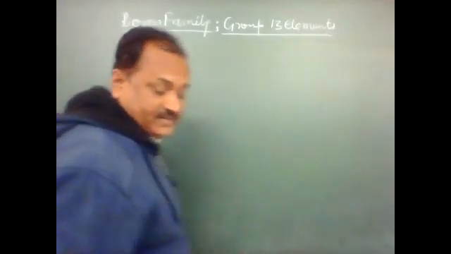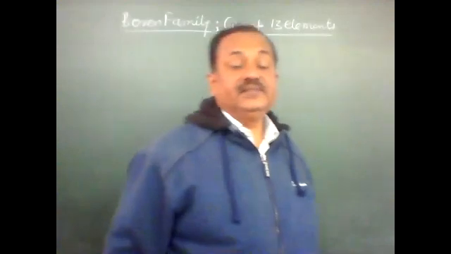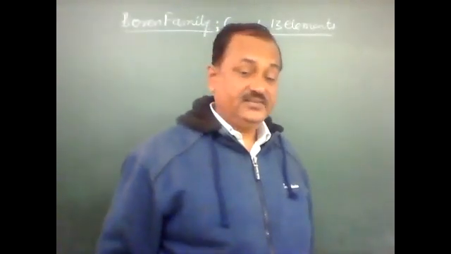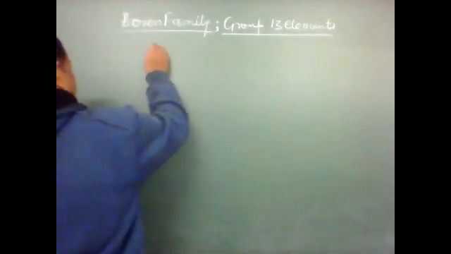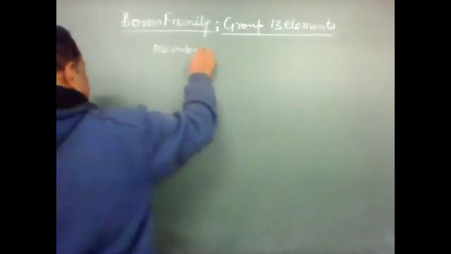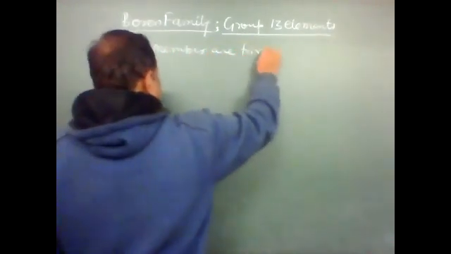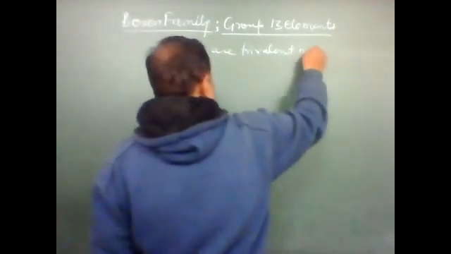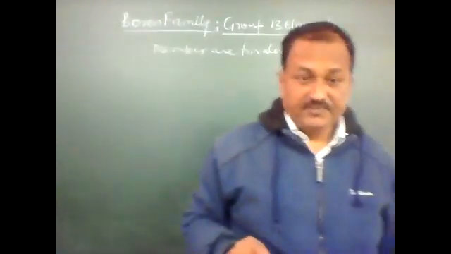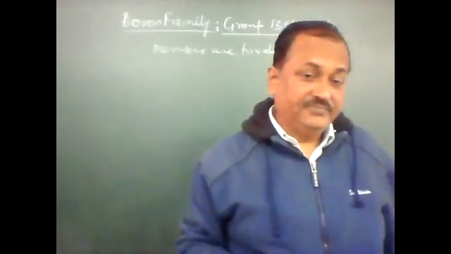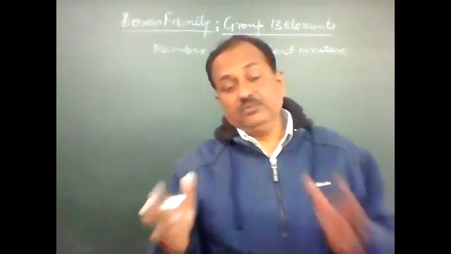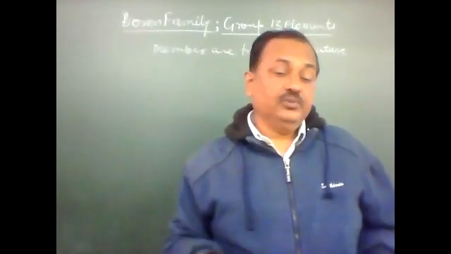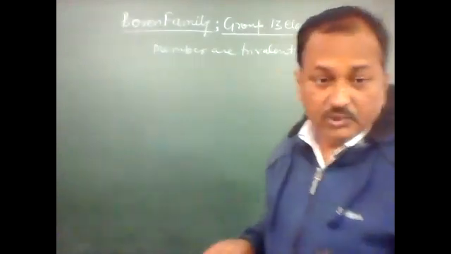What this means is that they have a valency of 3 plus. They are trivalent in nature. They have a tendency to lose 3 electrons if they want to form ionic compounds. And if they want to acquire the nearest noble gas configuration, very important point I am going to explain.